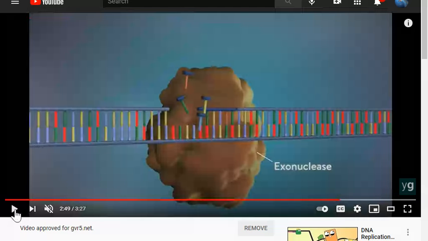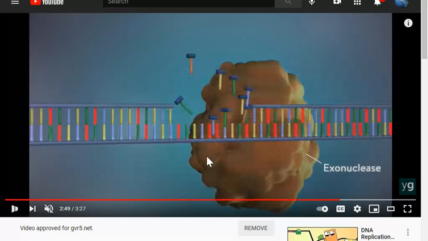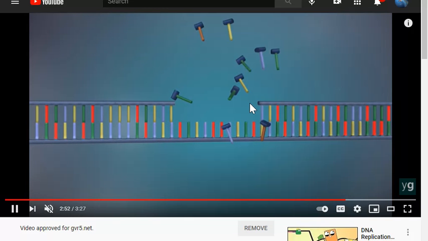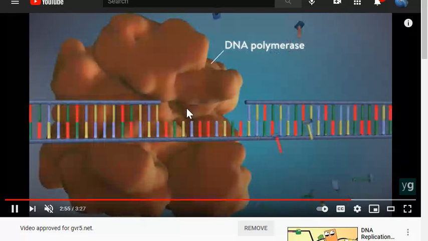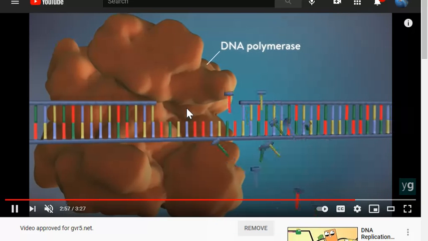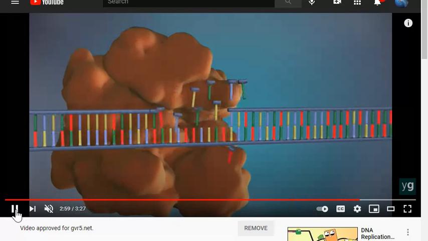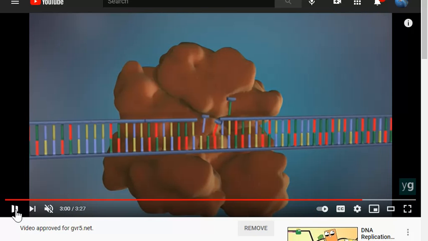Okay, and that's what we're seeing here. This enzyme is called DNA polymerase 1. It takes off the RNA nucleotides and it's going to replace them with the DNA nucleotides. So now my DNA is made of DNA. Now I'm going to hit pause here in a second because there's one important line here.